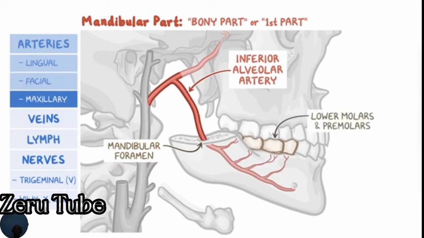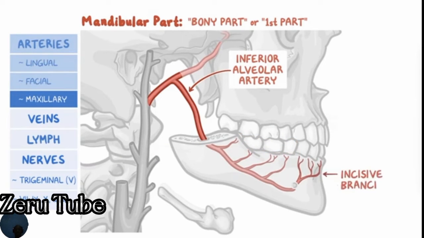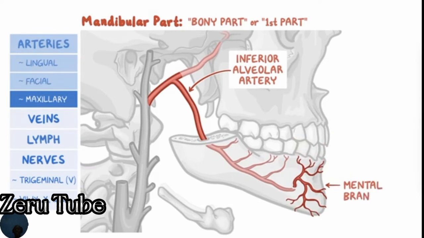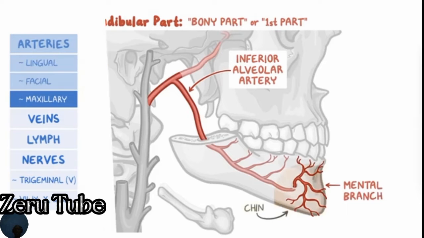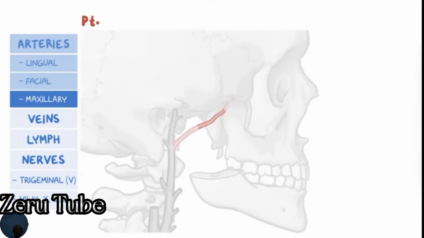The lower molars and premolars are supplied by the inferior alveolar artery. The incisive branch also supplies the incisor and canine teeth. The mental branch supplies the chin and the submental parts.